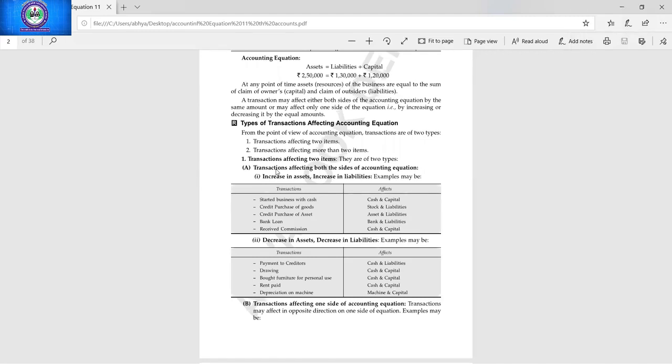With income, capital will be increased, because who is getting the income? The owner. And who represents the owner in the business? Capital. Okay, so if there is any expense like salary paid, rent paid, interest paid, from where is the businessman paying? So with all the expenses, capital will be decreased, and with all the incomes, capital will be increased.